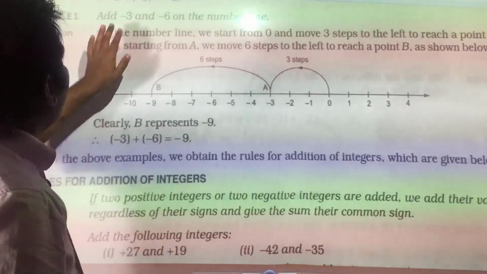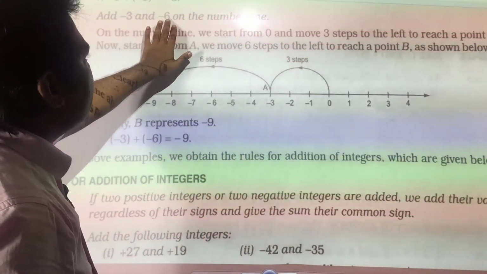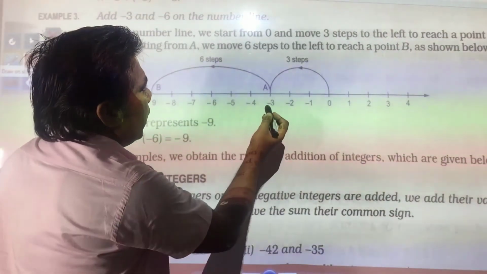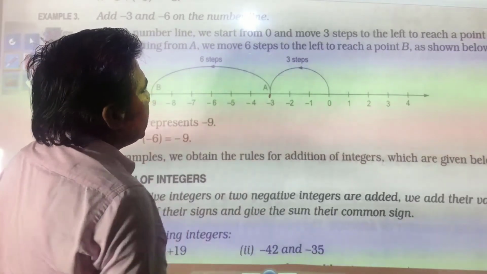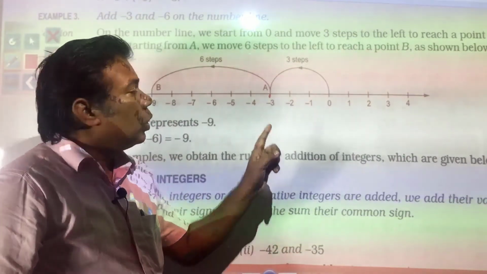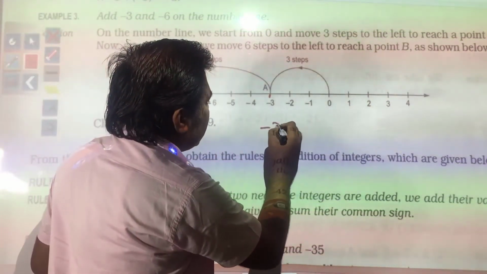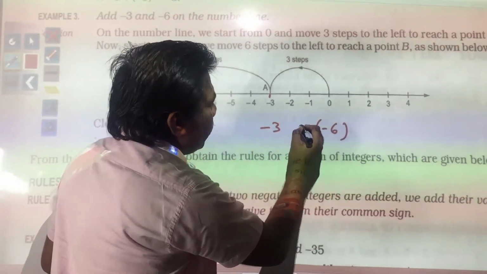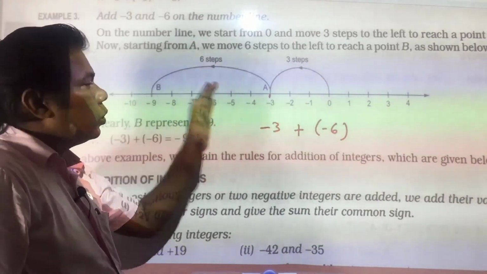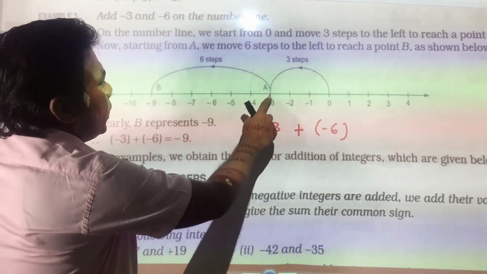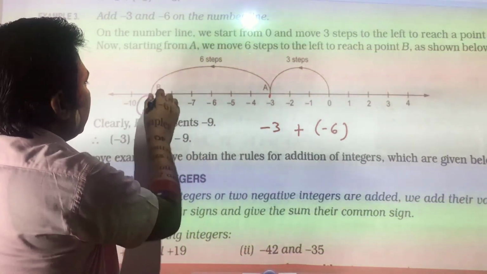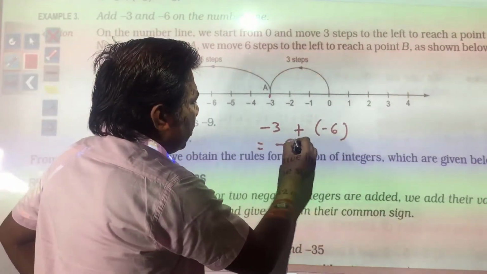Then you see, add minus 3 and minus 6 on the number line. The same thing is required to be done. Suppose here you have minus 3, and minus 6 is required to be added to this. Since this is minus 3 and minus 6 is required to be added, if the negative sign is there, you need to move leftward. If you are moving leftward, here you see 1, 2, 3, 4, 5 and 6. So, where have you reached? Minus 9. So, your answer will be minus 9.